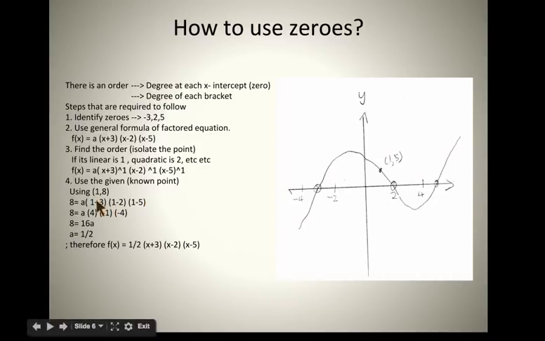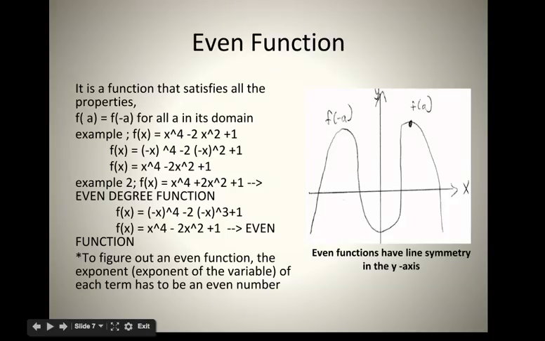8 equals a(1 plus 3)(1 minus 2), and so on. Therefore f(x) equals half (x plus 3)(x minus 2)(x minus 5). What is an even function? It is a function that satisfies all the properties. Here is an example of even functions, which have line symmetry in the y-axis. To figure out an even function, the exponent of the variable of each term has to be an even number.